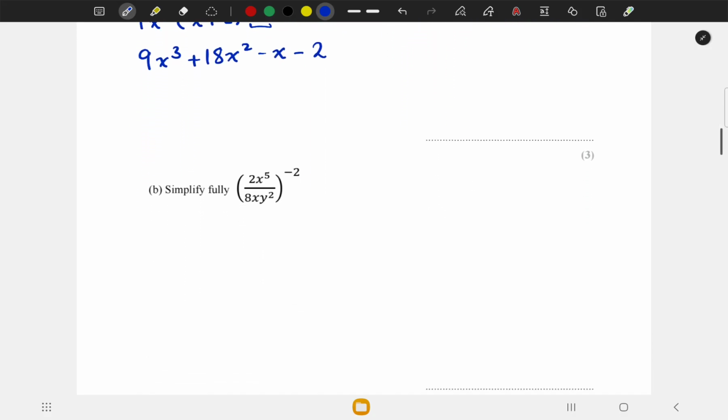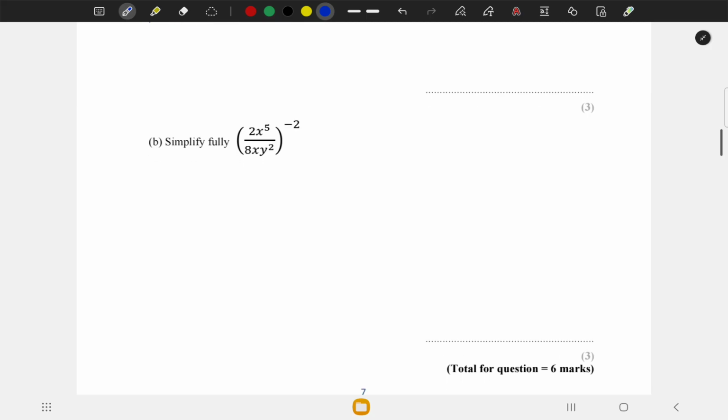Okay. Proceeding on to the next question, we have an algebraic fraction that they are asking us to simplify. Now, whenever you have a negative power, you can start by making it positive simply by reciprocating what you have inside the bracket, right? So I start by reciprocating what I have inside the bracket. So 8xy squared becomes my numerator, and my denominator now becomes 2x power 5. Because I have reciprocated this, my power now becomes a positive power. This is what I have.